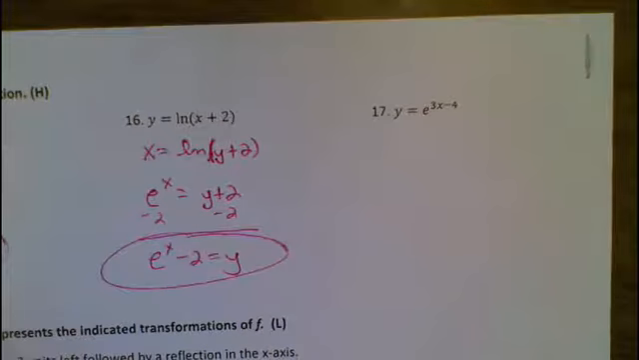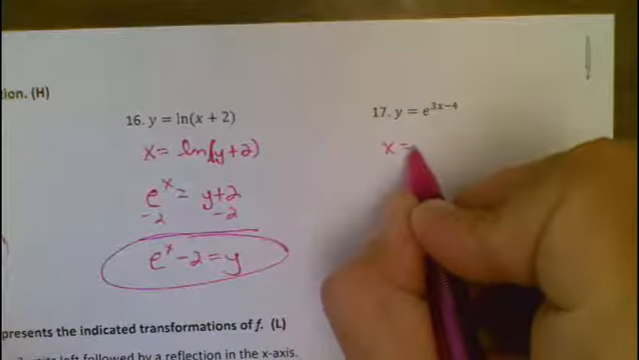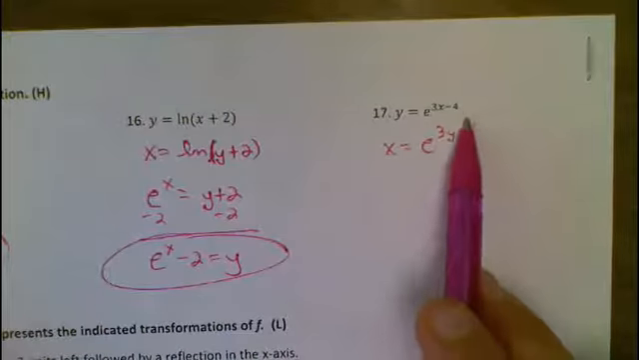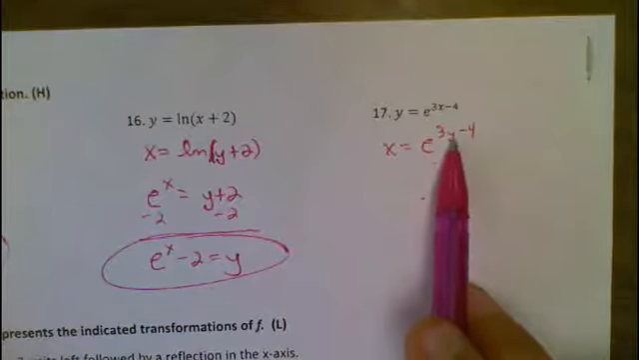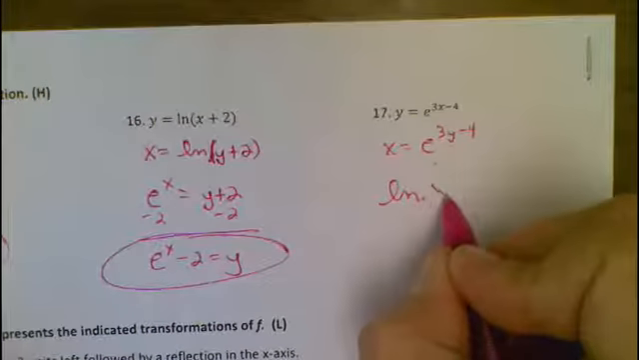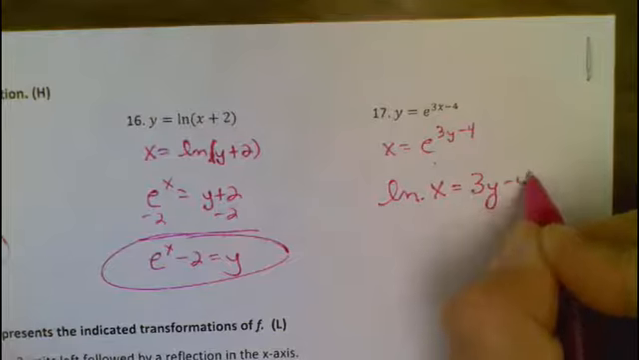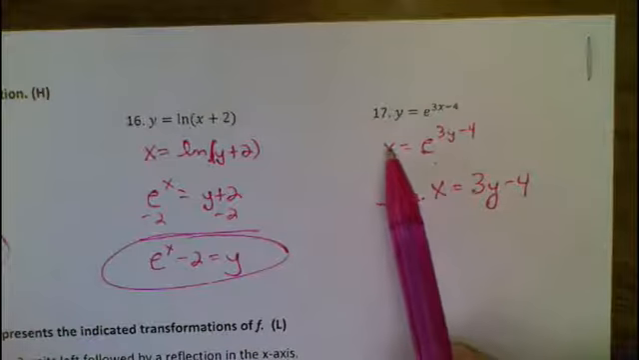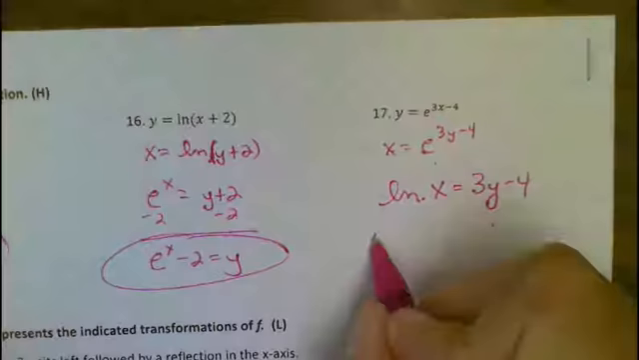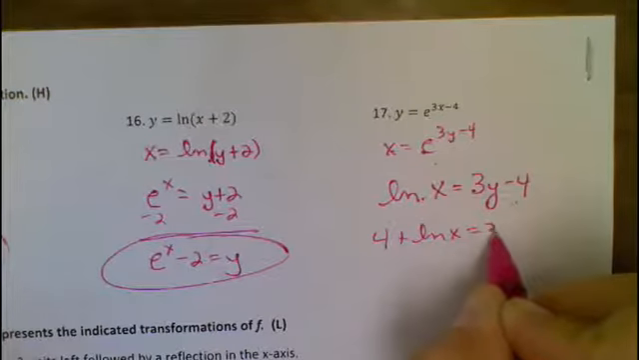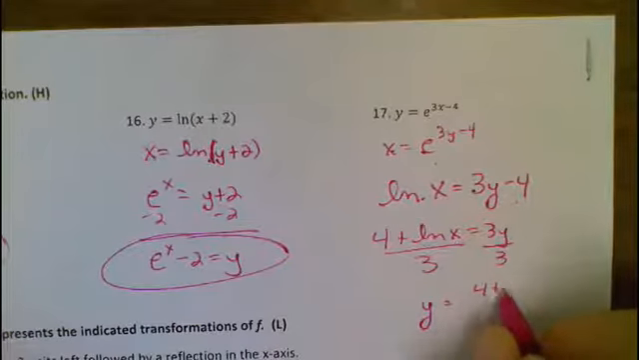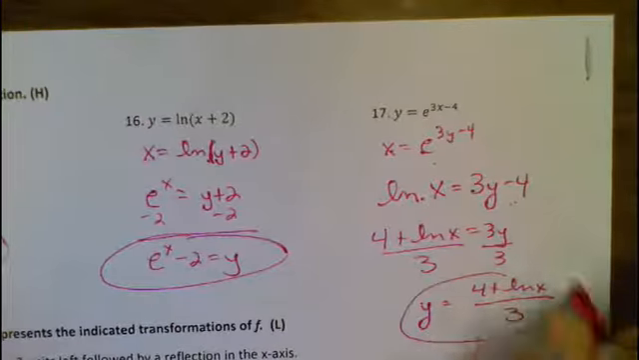All right, and then the last one. Switch the x and the y, because I'm finding the inverse. It's in exponential. I've already got the base by itself, e to this power, but I need to solve for y, so I need to put it in log form. So log base e, which is natural log, of x equals my exponent. So log base e, natural log, of x equals 3y minus 4. How do I solve? I have to add 4. So it's 4 plus the natural log of x. And I have to divide by 3. So y is going to equal 4 plus the natural log of x all over 3.